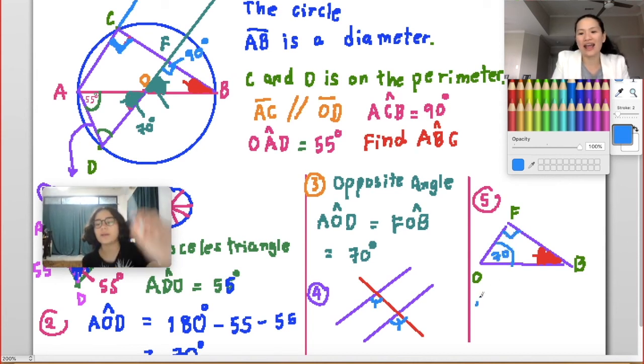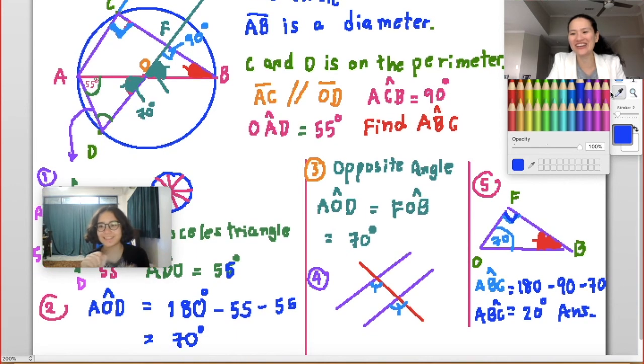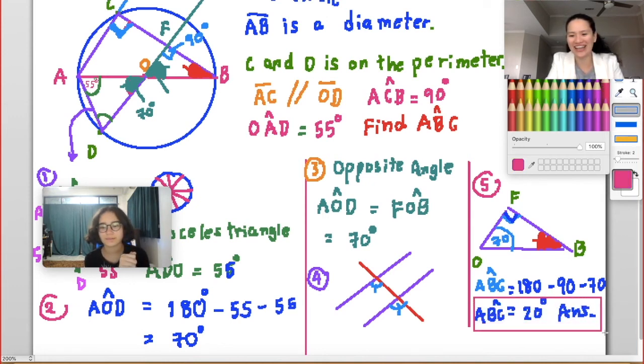So 180 minus the whole one equals 180 minus 90 here, and then minus 70. What is the answer, please? 20. 20, and that's it. This is your answer. Really good, Leila. Good job. Okay, now you see this one: ABC equals 20. Good job, Leila. Yes. Any question, anyone?